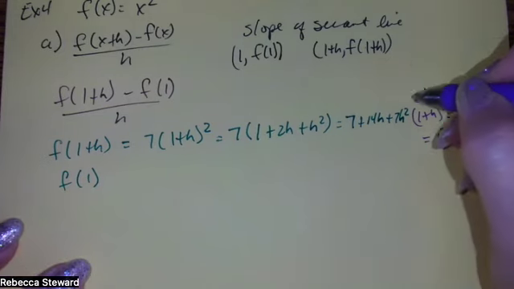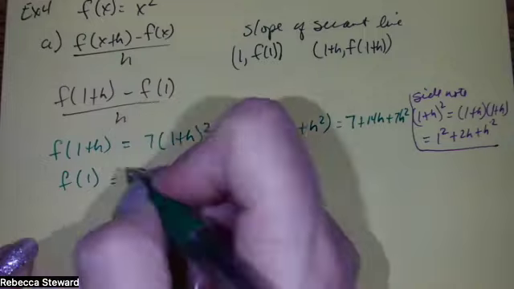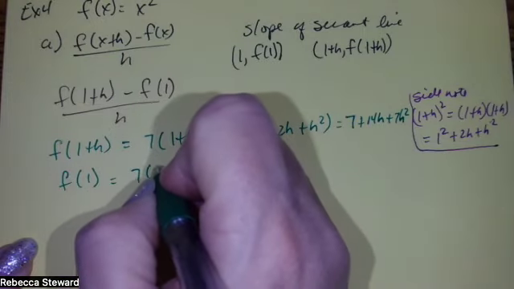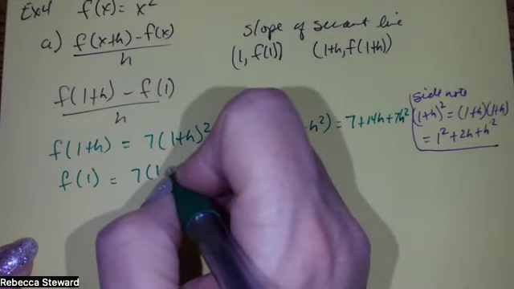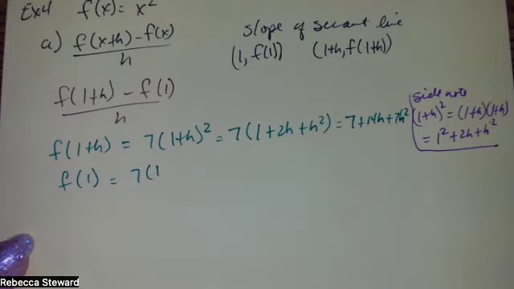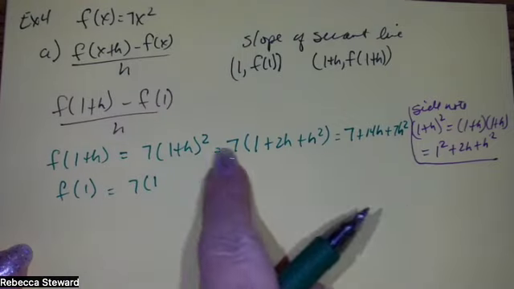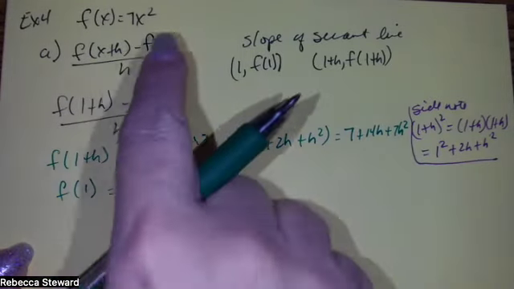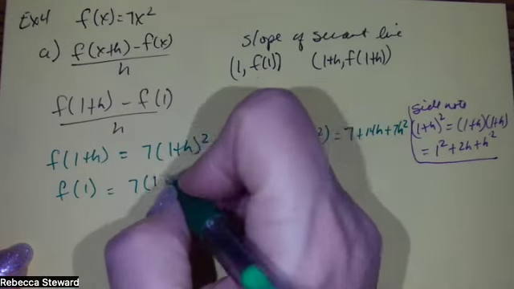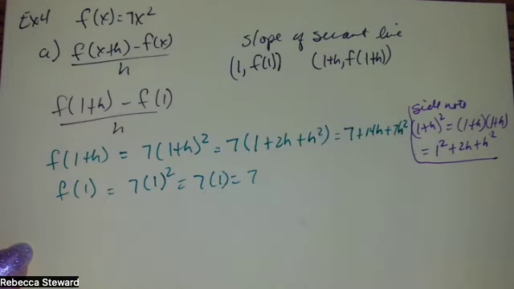Again, I made my side note too big, so sorry. And then f at 1, we're going to have 7 times 1. I think I left off a number up there. I did, so sorry, it's 7x squared. In case you're wondering where the 7 came from, there is a 7 in front of the x squared. So that's 7 times 1 squared, which will get you 7 times 1, which is 7.